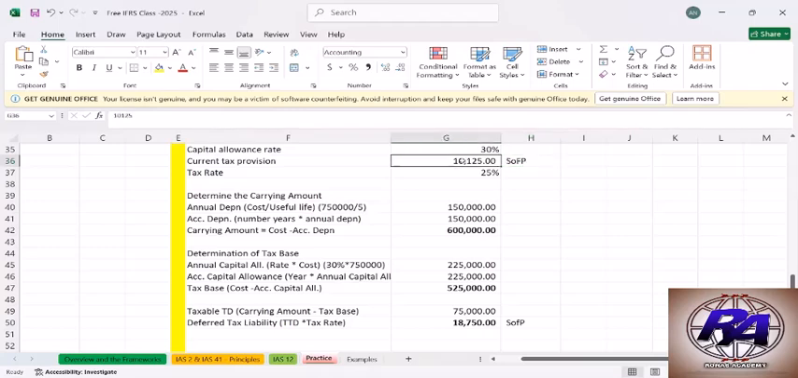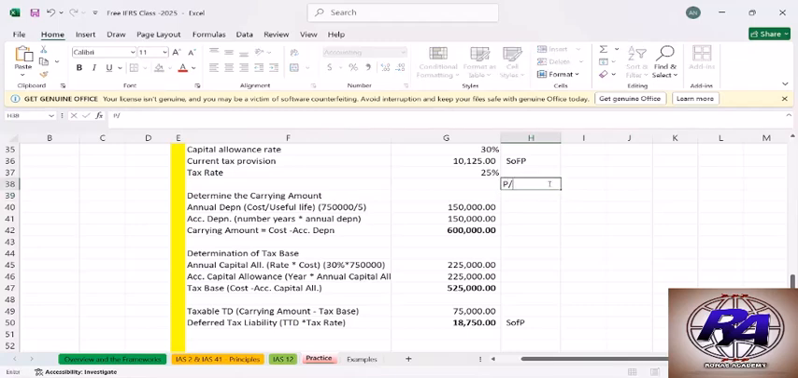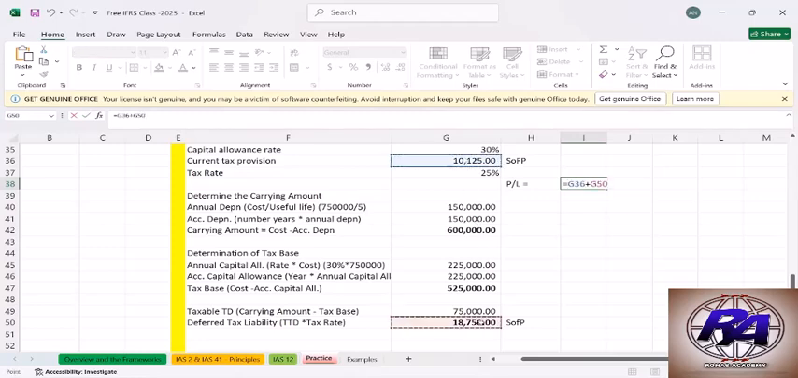Current tax. Then if you come to the statement of profit or loss, let me put it here, P or L, remember it's going to be what? It's going to be the summation of the two, the current tax plus the deferred tax for the period.